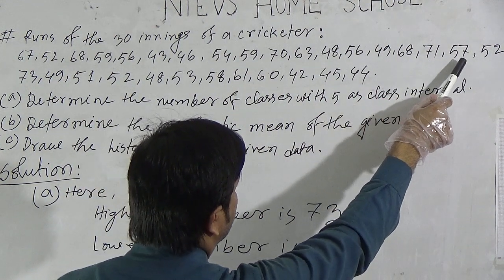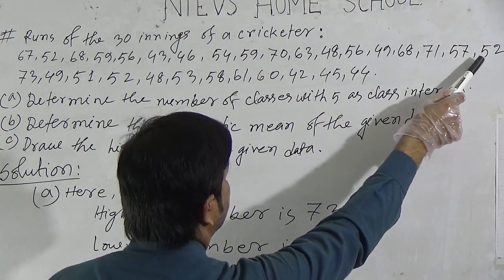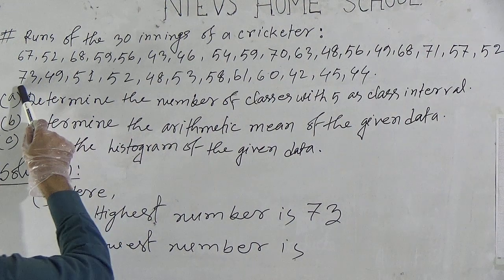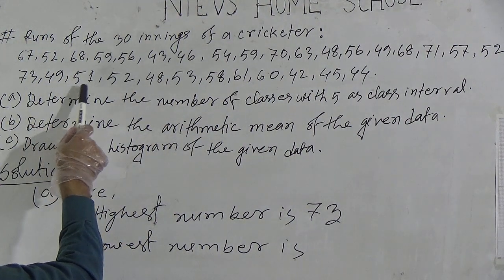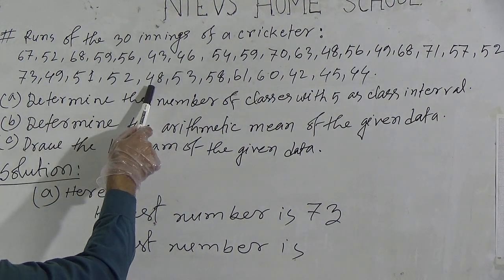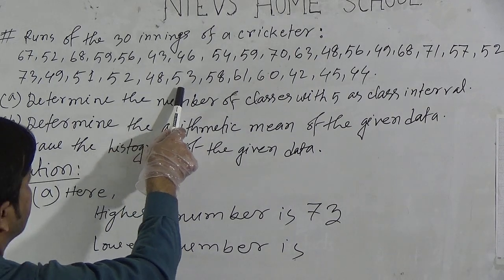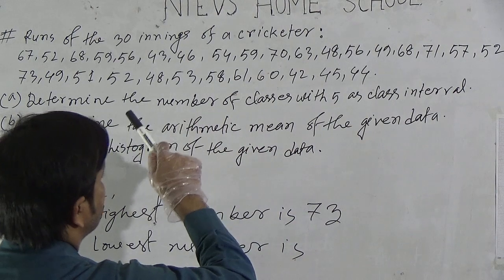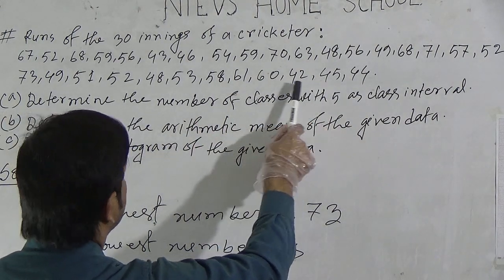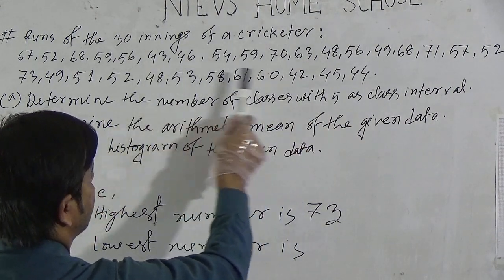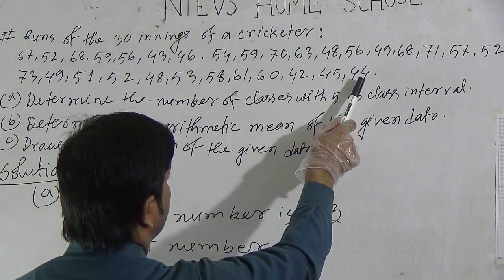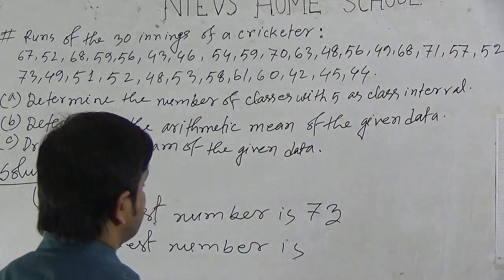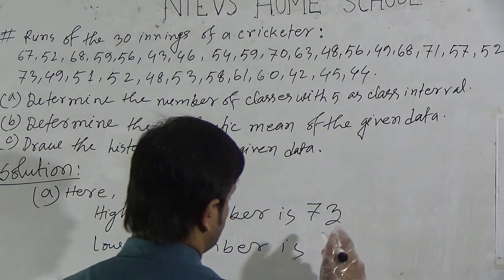68, 71, 52, 50, 57, 52, 73, 49, 51, 52, 48, 53, 58, 61, 60, 42. 42 is smaller than 43. Now 45, 44. So we can say lowest number is 42.